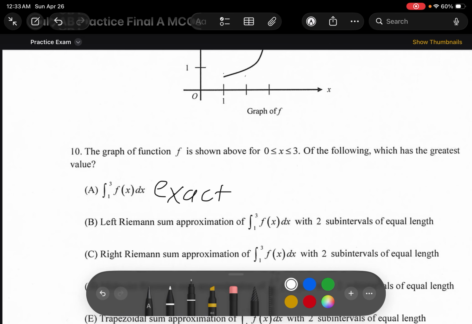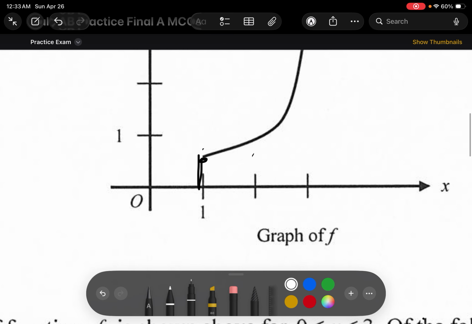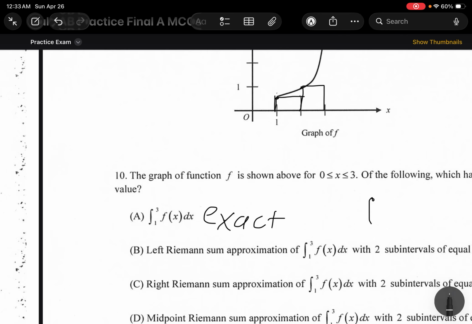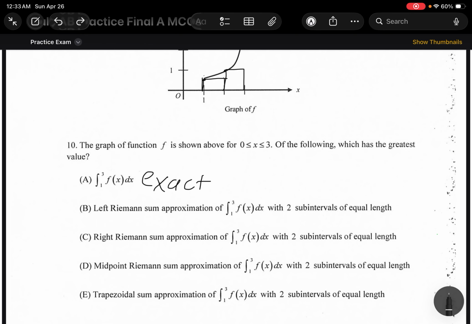So, left Riemann sum from 1 to 3 with two sub-intervals of equal length. Basically a left Riemann sum means the left controls the height. So from 1 to 2, 1 controls the height, which at 1, this is our point. That controls the height of 2. At 2, this is our height. So that's going to be the height of 3. As you can see, this is not the greatest value so far, because it is an underestimate because of the increasing function. So B is off our radar.